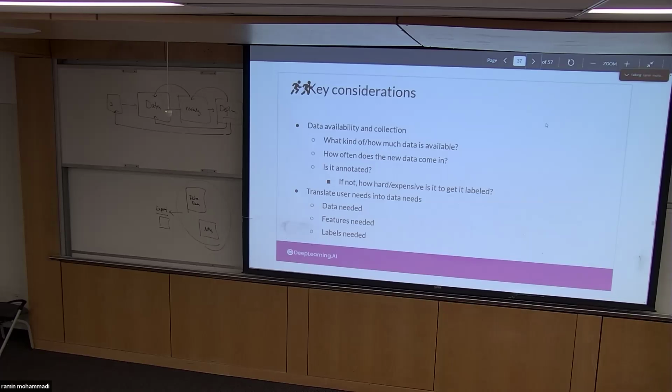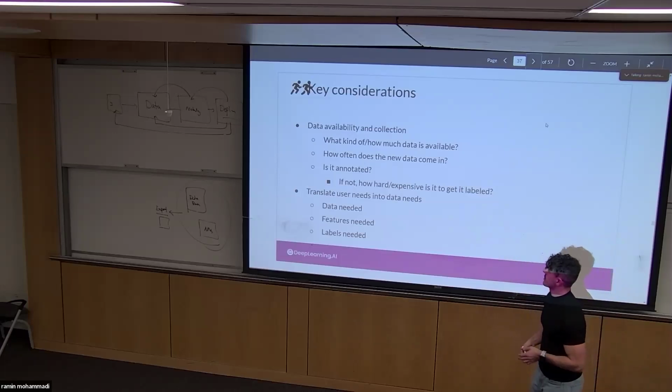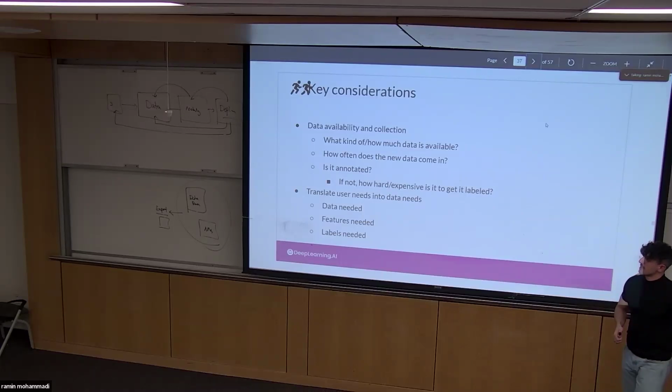Now there are some key considerations. First consideration is data availability and collection. So the question is, what kind of data do I have? How much of this data do I have? That's always going to be a question. How often does this data come in? Is it annotated data? Do I have labels for this data? How hard or expensive is it for me to label this data? Those all become questions to answer.